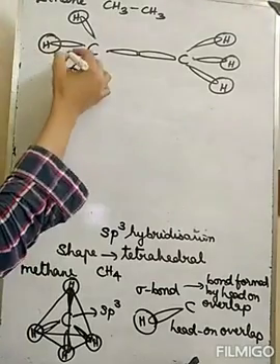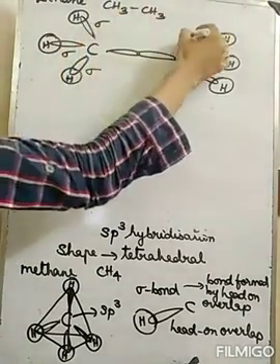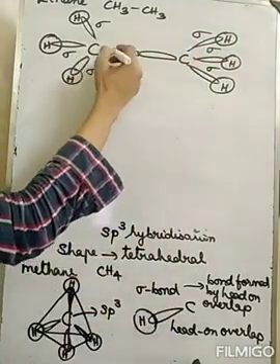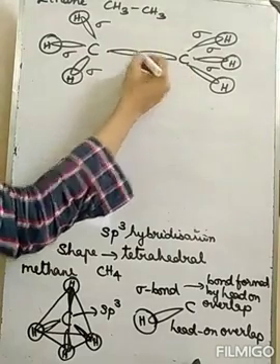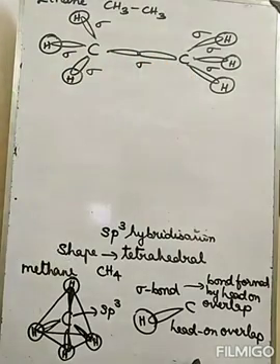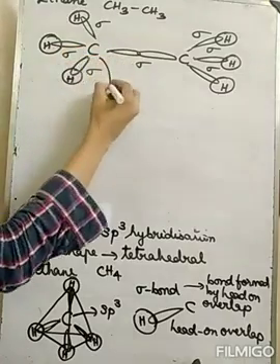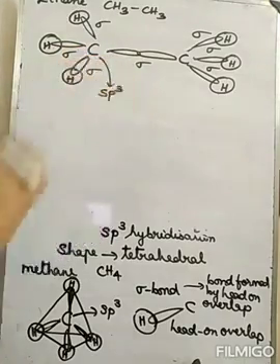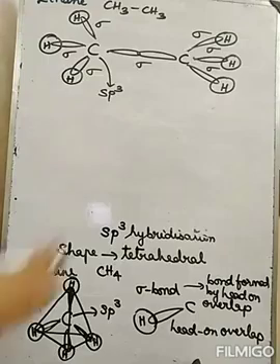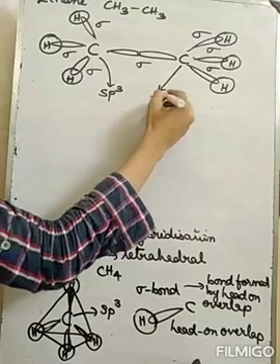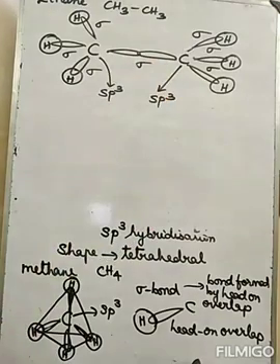So this is also head-on overlap: sigma bond, sigma bond, sigma bond, sigma bond and sigma bond. This carbon's orbital and this carbon's orbital also form a head-on overlap, so it is a sigma bond. You can see this carbon is surrounded by all single bonds. Single bonds means this carbon has sp3 hybridization, and this carbon also is surrounded by all single bonds, so it has sp3 hybridization. And you can see the shape will be tetrahedral.